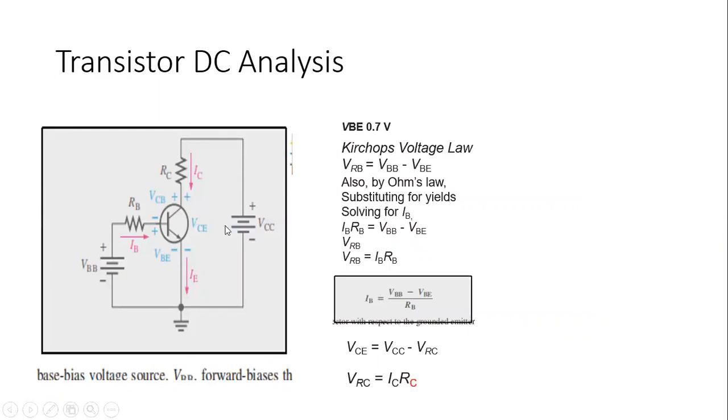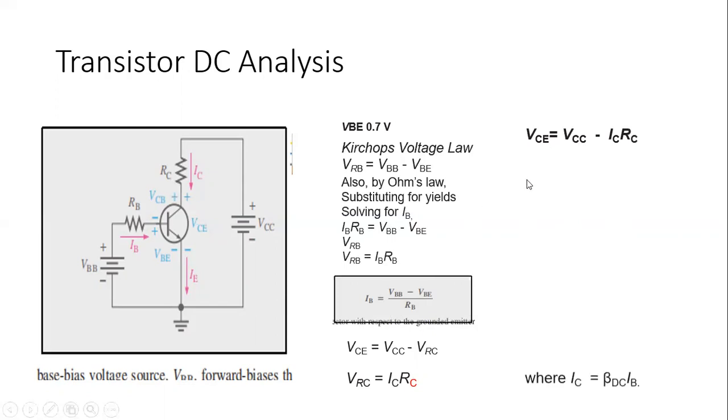So Kirchhoff's voltage law, you apply Kirchhoff's voltage law in the base junction here, and you will get a current IB, which is VBB minus VBE upon RB. Then we happen to find out the voltage VCE, apply KVL in the output loop, which will give you VCC minus VRC, so ICRC. Substitute over here, and you will be able to find out the voltage VCE.